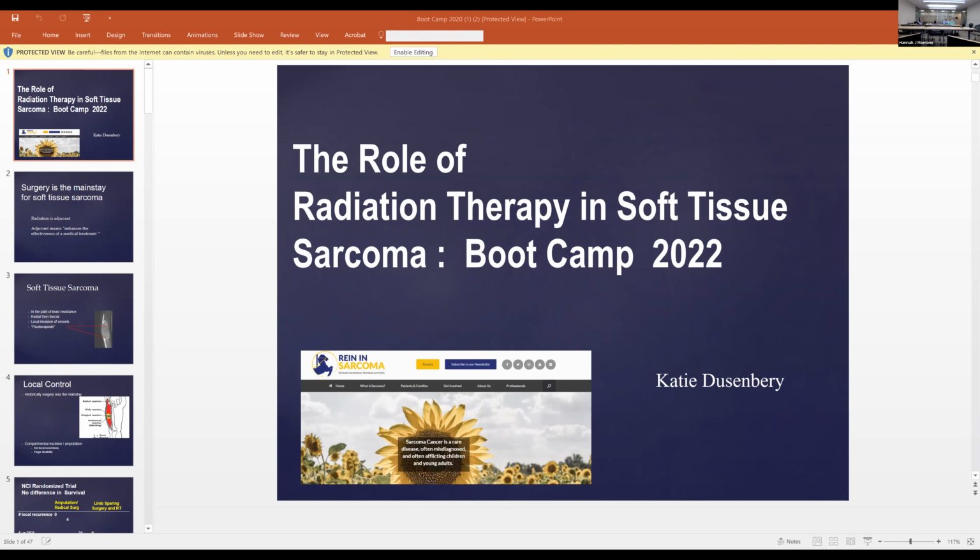Sometimes you need those wound vacs that Dr. O'Leary was talking about, or you have to be on antibiotics, or there's some delay. But in the long term, because there's less long-term morbidity, we as radiation oncologists prefer the pre-op if we have our druthers.